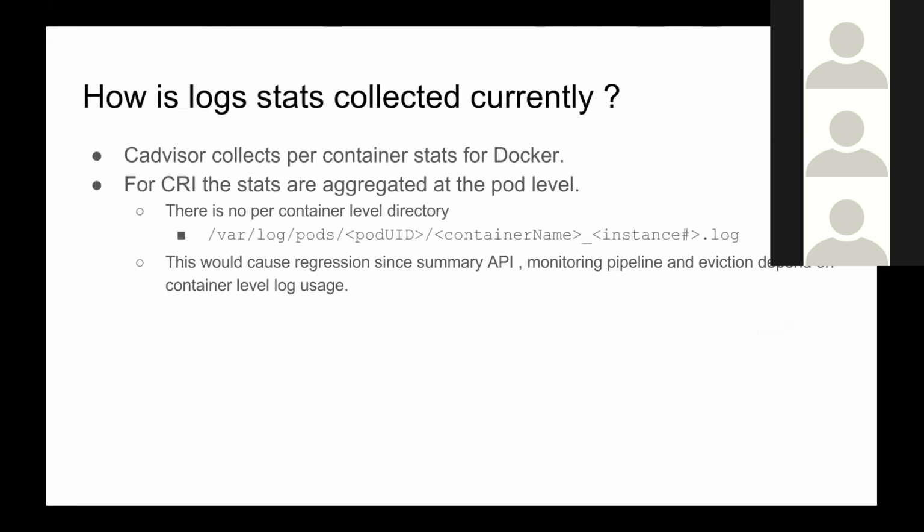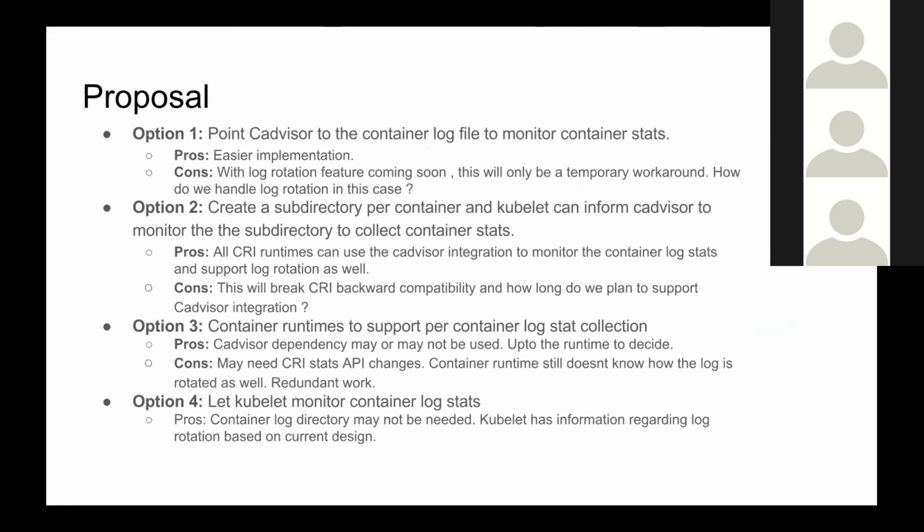So we wanted to make a small proposal on what options we can pursue. Option one is that we can point cAdvisor directly to the container log file itself. This would be an easier workaround, but it might be temporary because we have log rotation coming in this release. If the log file name keeps changing, then there's probably no easy way to monitor the log stats per container.